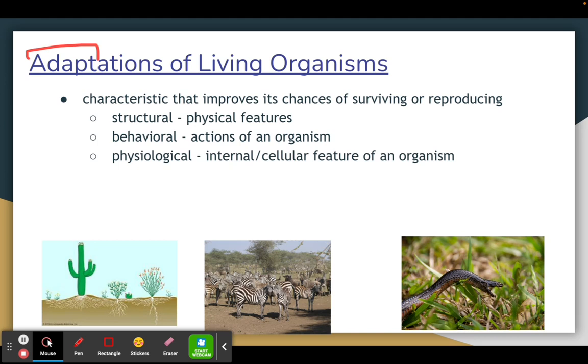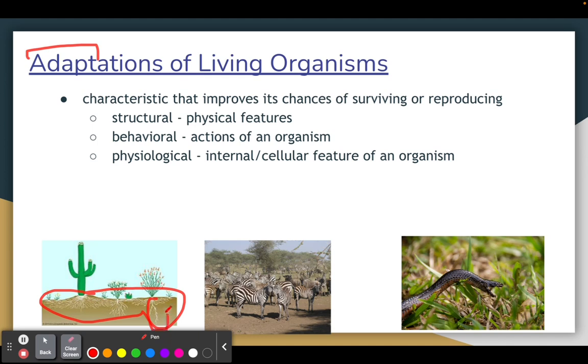The first one is structural, which are going to be actual physical features. So you can see in this first picture here, the structural adaptation of the cacti is their different types of roots. Some will go very shallow to the surface so that as it rains, it can quickly absorb that before it evaporates in the desert. Or other types of desert plants have roots that go very, very deep down into the water table, which enables them to tap into that when the temperatures and precipitation are very low.